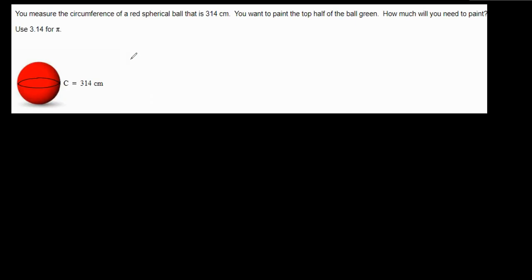So we measure the circumference of a red spherical ball, and it's 314 centimeters. We want to paint the top half of the ball green. How much paint do we need? Well, we need to find the surface area of a sphere, which is 4 pi r squared. How much do we need to paint? Well, recognize we're only doing the top half of this as green. So we're only going to do half of this. So right now we can already change it to 1/2 times pi r squared.